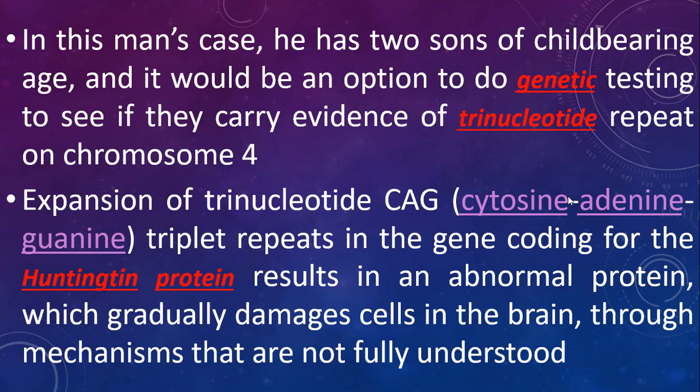In this man's case, he has two sons of childbearing age, and it would be an option to do genetic testing, although with ethical debates, to see if they carry evidence of trinucleotide repeat on chromosome number 4. Expansion of trinucleotide CAG, cytosine, adenine, guanine, triplet repeats in the gene coding for Huntington protein result in an abnormal protein, which gradually damages cells in the brain through mechanisms that are not fully understood.